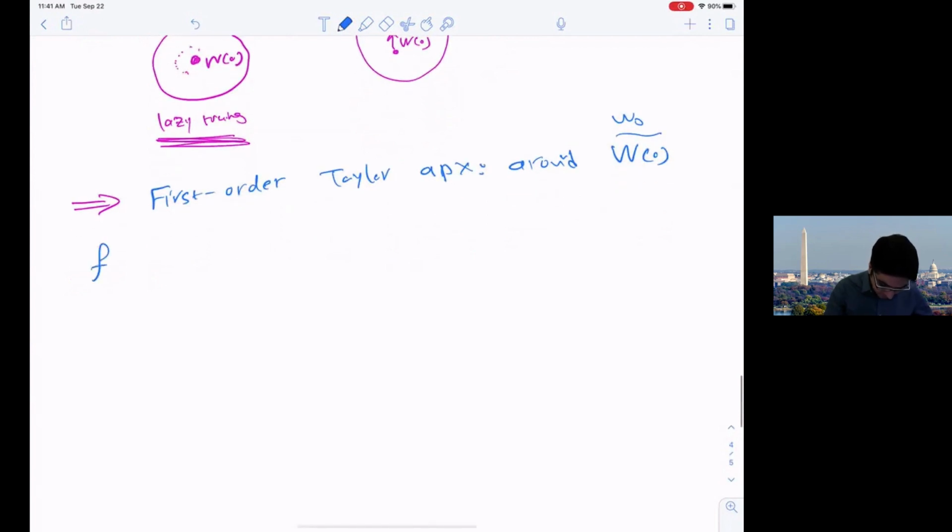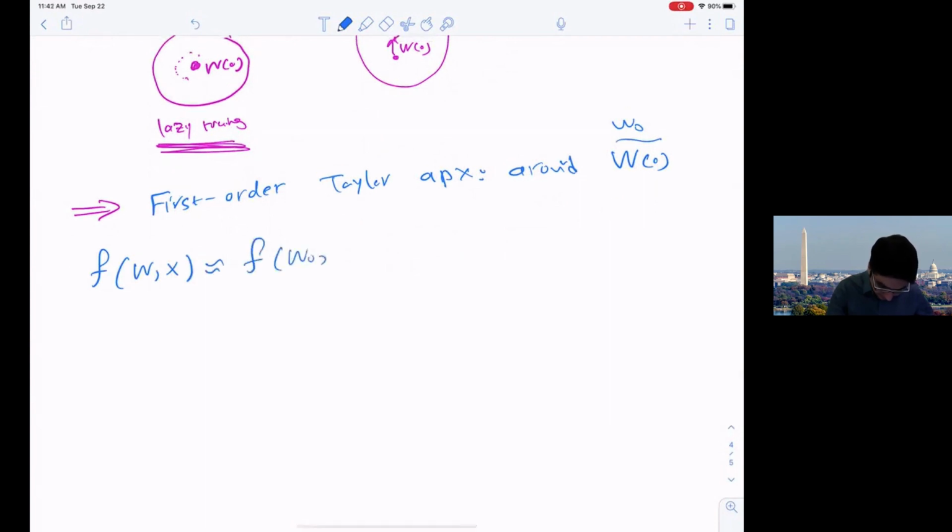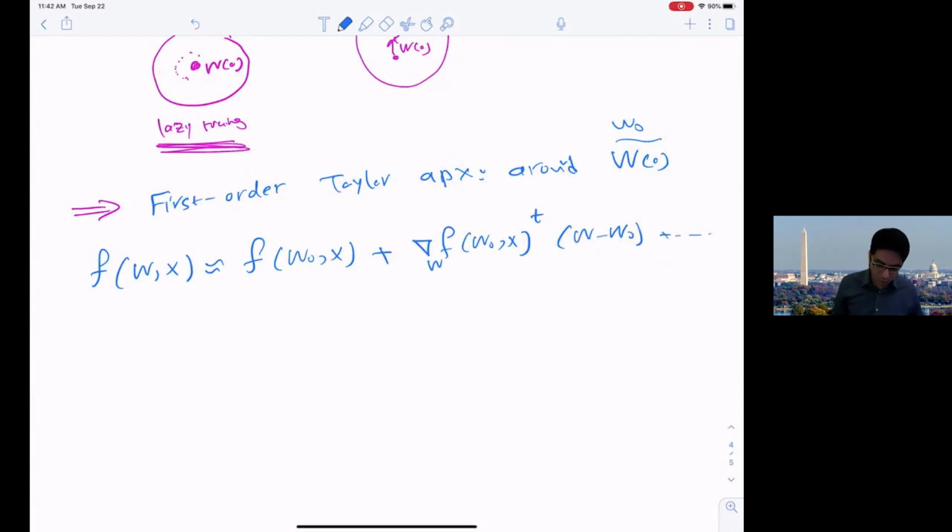So I have a function of W and X. If I write the Taylor's expansion, I'm going to get f(W0, X). X is a constant, right? X is a training data point. So we are basically expanding our function around W, the model parameters. Plus, what is the second term? Gradient of my function evaluated at W0 times W minus W0, plus second order, third order terms that we are going to ignore. So this is the Taylor's expansion of the model around the initialization weights.